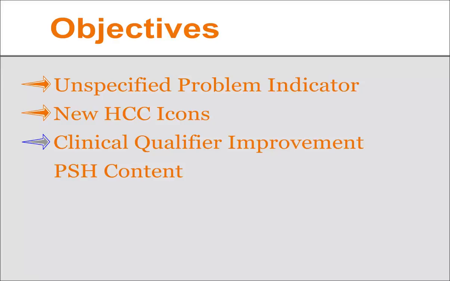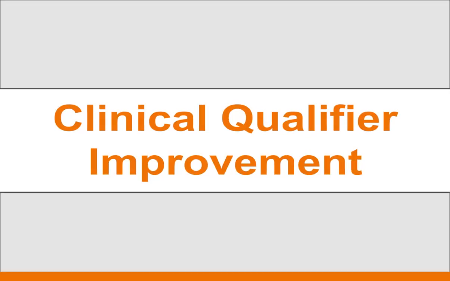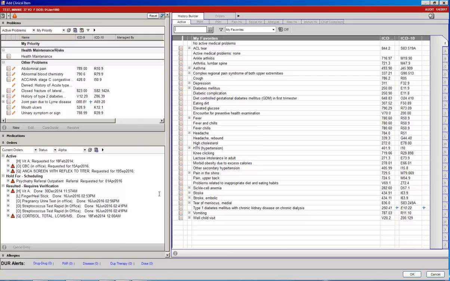Next, I will demonstrate Clinical Qualifier Improvement. The Select Clinical Qualifier tool is designed to help you with improving the selection of a specific and appropriate ICD-10 code. First, I will demo the current functionality, and then I will demo the new functionality. I'm on the History Builder and Active tabs. From the ACI, I will type epilepsy in the search box and then click the binoculars.